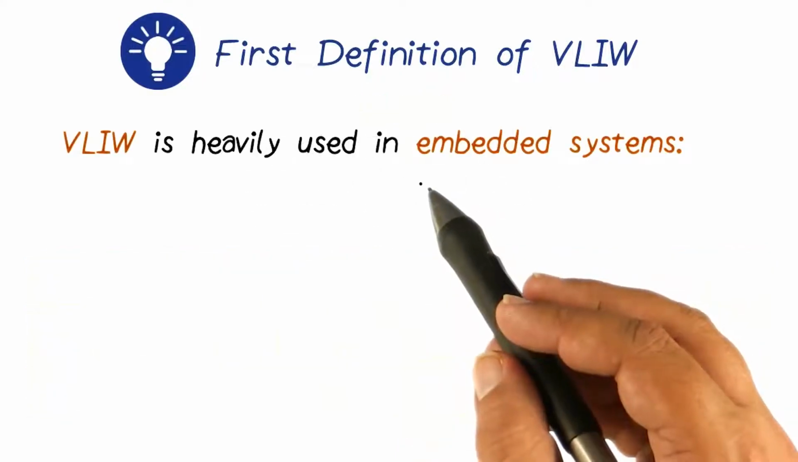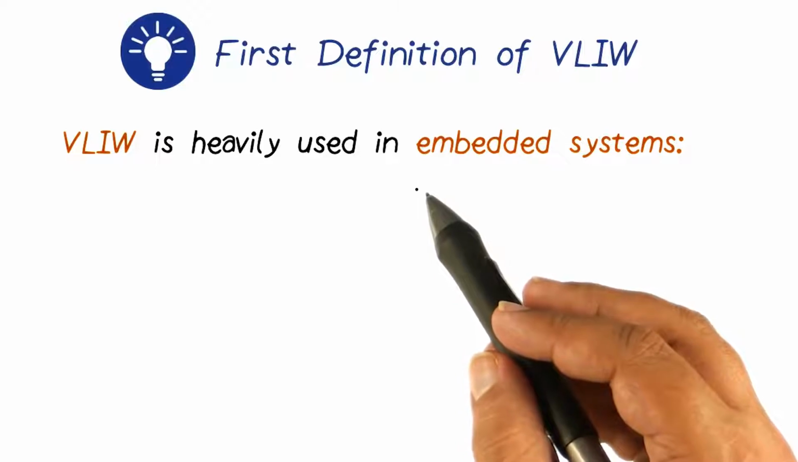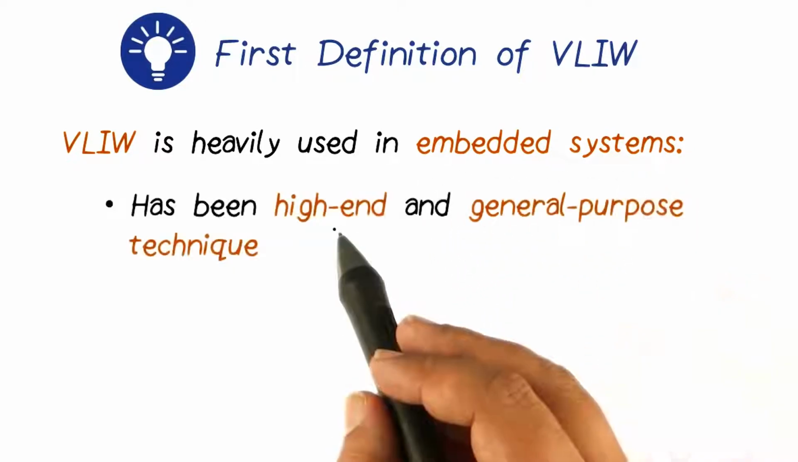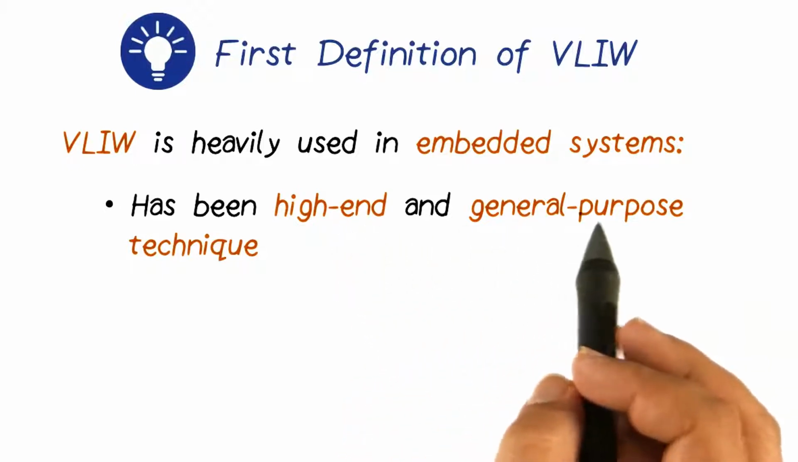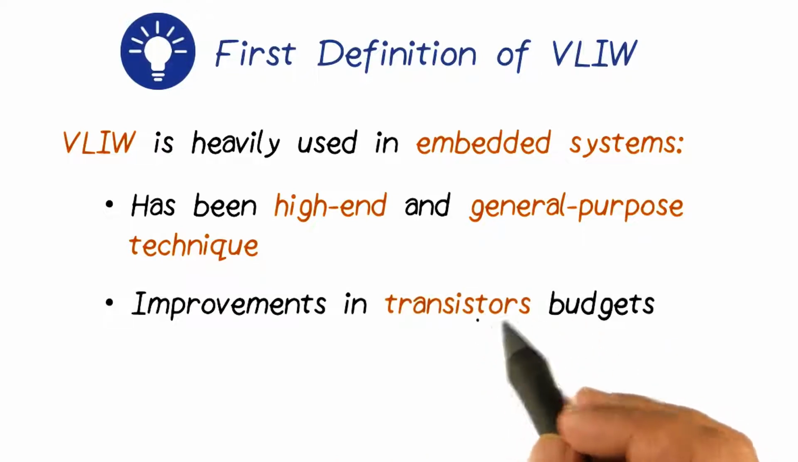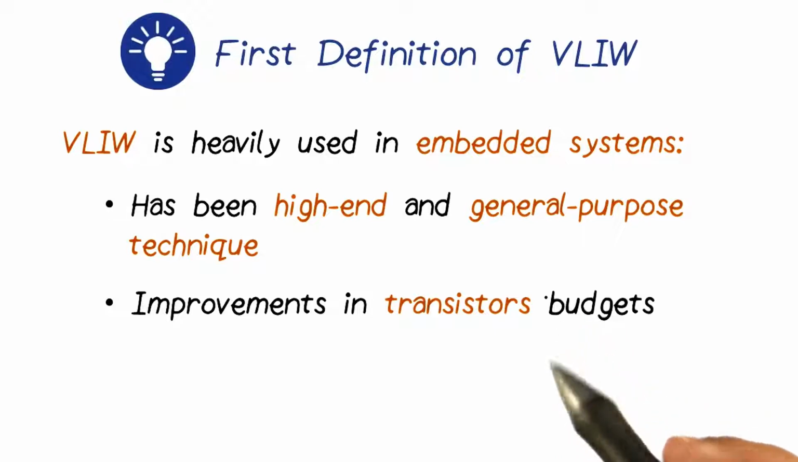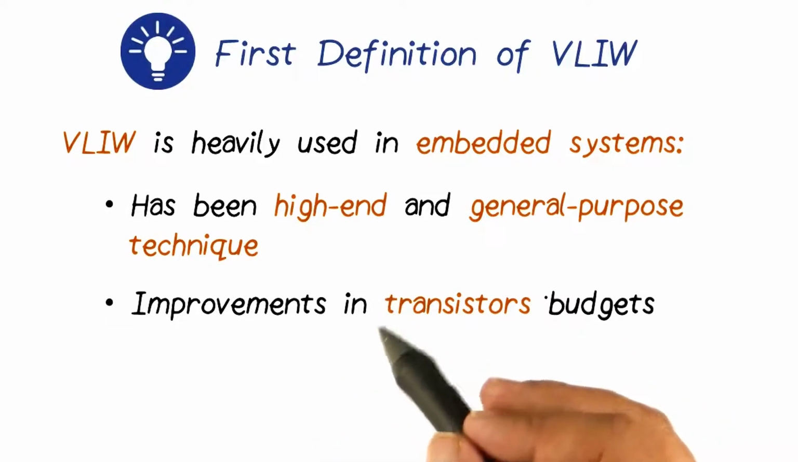So why are we talking about VLIW all along? The main reason is VLIW is heavily used in embedded systems. The main reason why it has been used so heavily in embedded systems is because it has been a high-end processor, and it has also been a general purpose processor. It needs lots of transistors, but guess what? There have been lots of transistors in modern processors because of the increase in the transistor budgets.